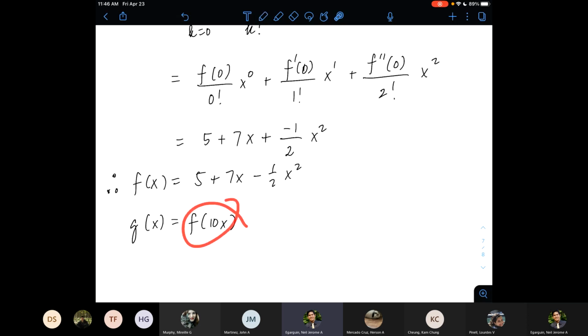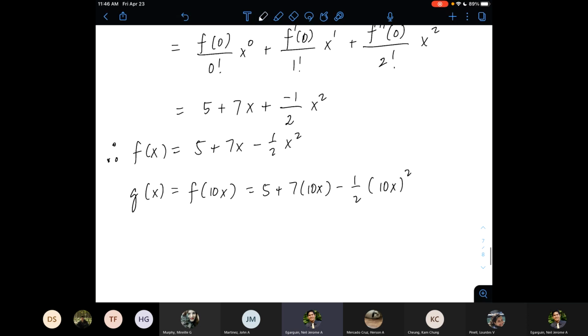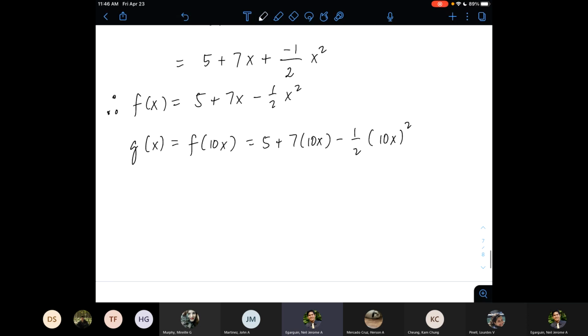And do you remember what this notation means? This means that for all x's that you see, you just replace x's by 10x, right? So this is your expansion for f. When you evaluate it at x, this calls for evaluation at 10x. So you just replace all x's you see by 10x. So essentially, I'll have 5 plus 7 times 10x minus 1/2 10x to the power 2. Again, I just replace all x's by 10x. And simplifying this will give me this guy, minus 50x squared. All right, and that's it.